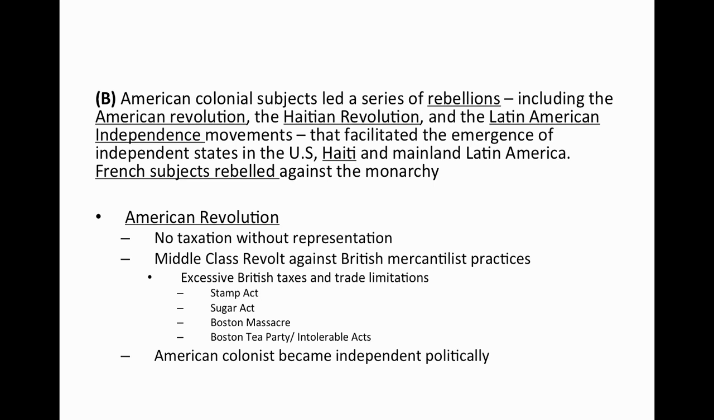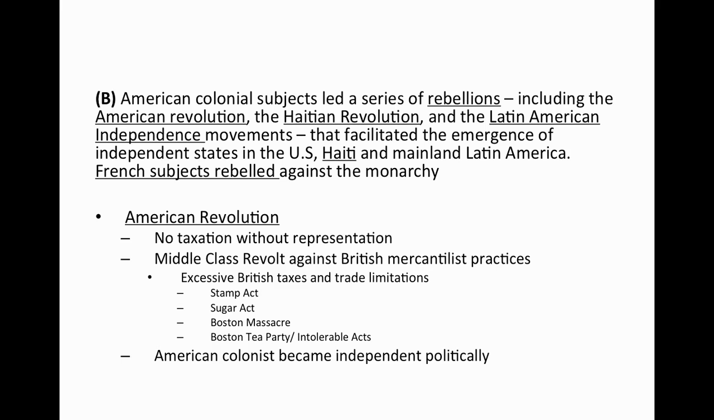Why did they revolt? I think, like the Creole Revolution, they were frustrated with British mercantilist practices, excessive taxation, limits on trade, for example. There was the Stamp Act, which was a tax where you had to pay extra for a newspaper or other items. The Sugar Act was limiting. The colonists had to purchase sugar from England only. So that's a trade limitation act.